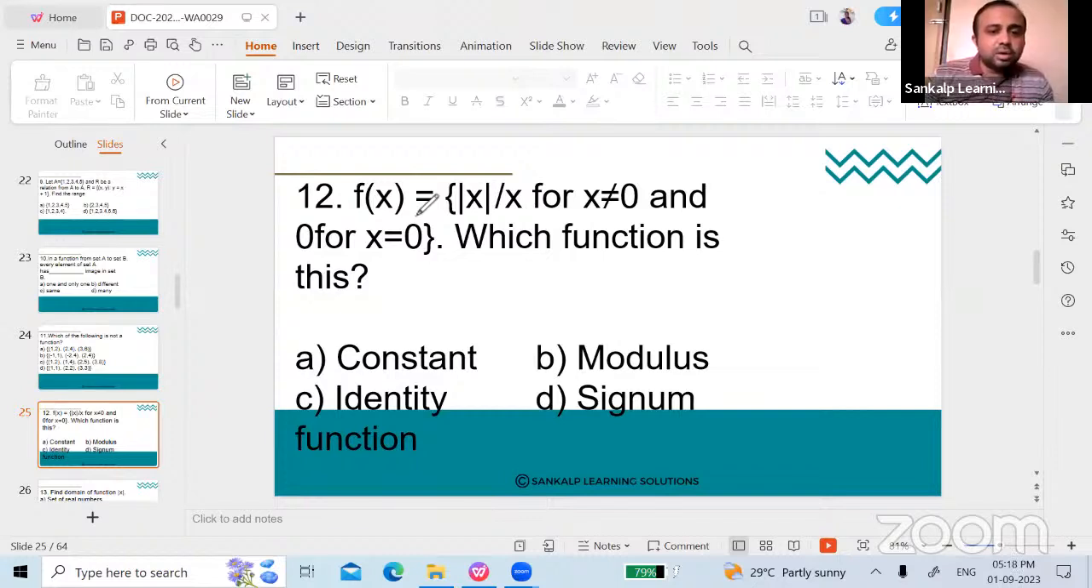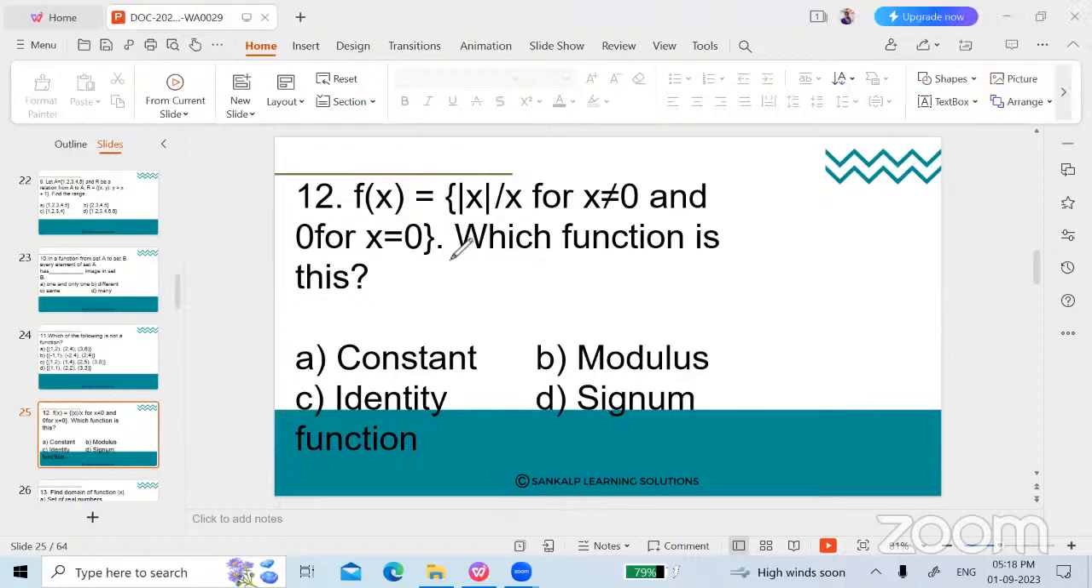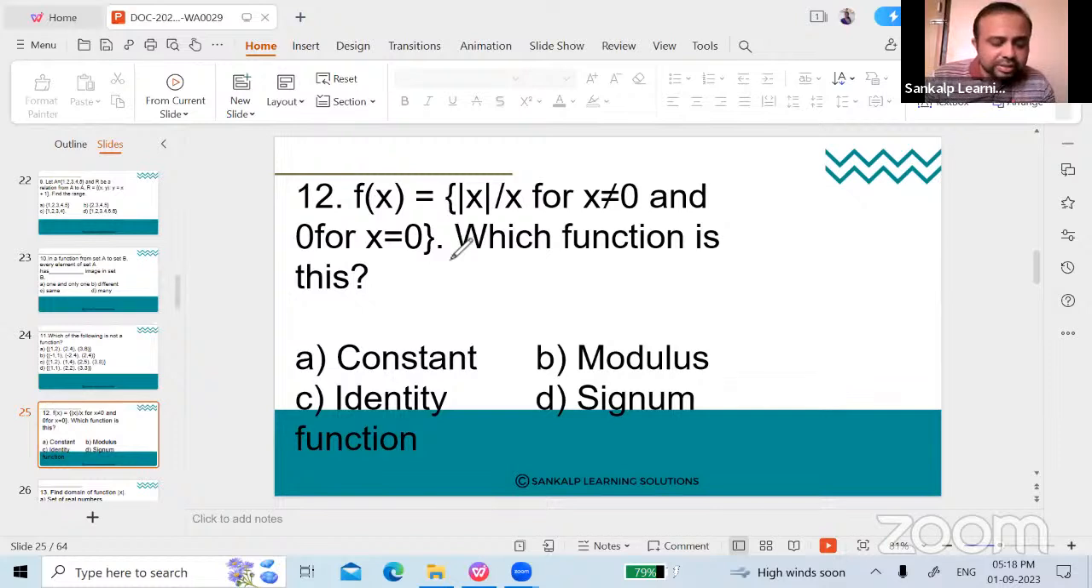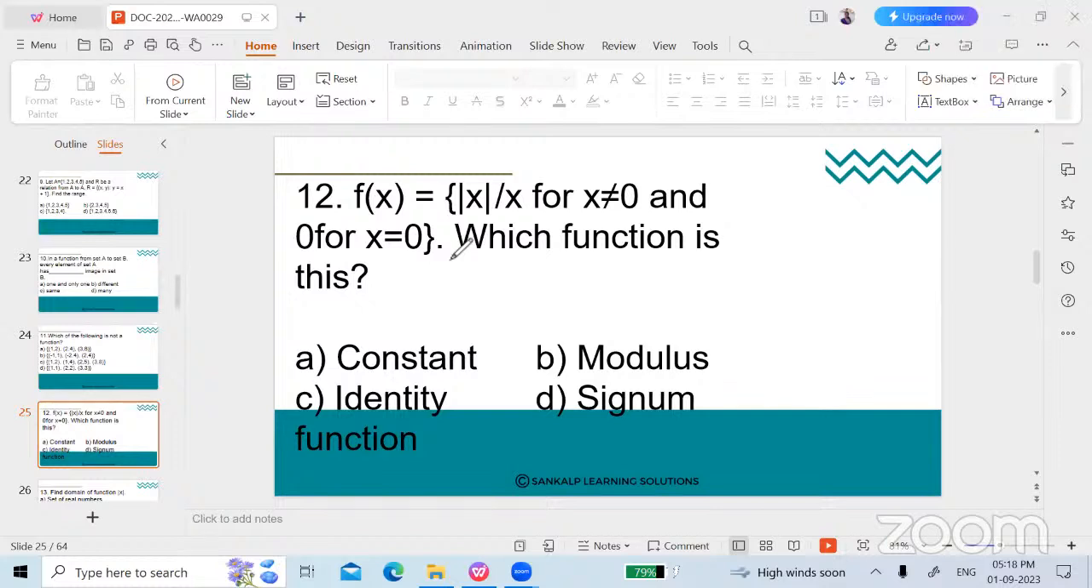The question is like this: f of x is equal to mod of x for x not equal to 0, and 0 for x equal to 0. Which function is this? It is constant, modulus, plus identity, signum. Which function is it? Modulus function, sir.